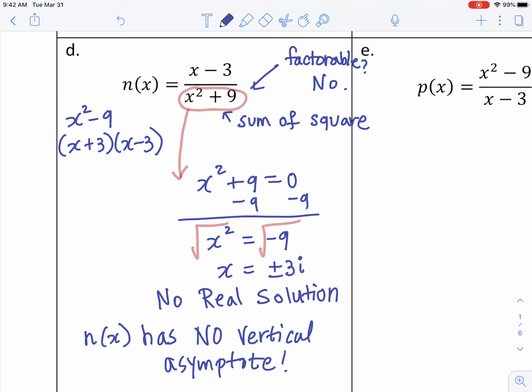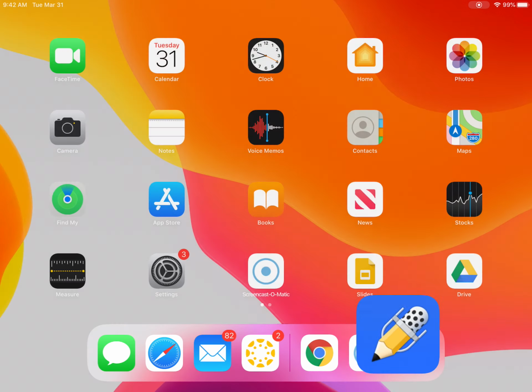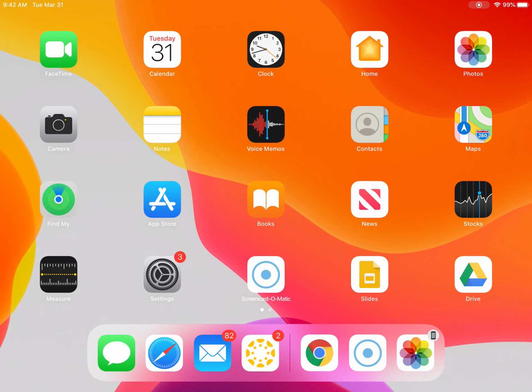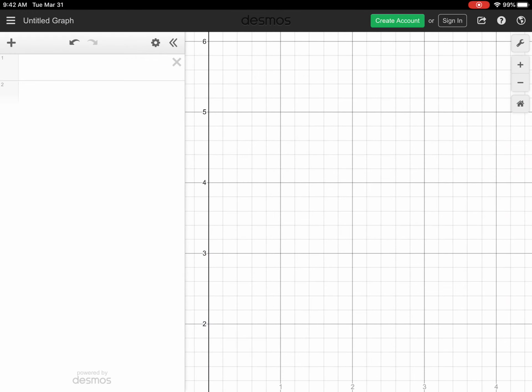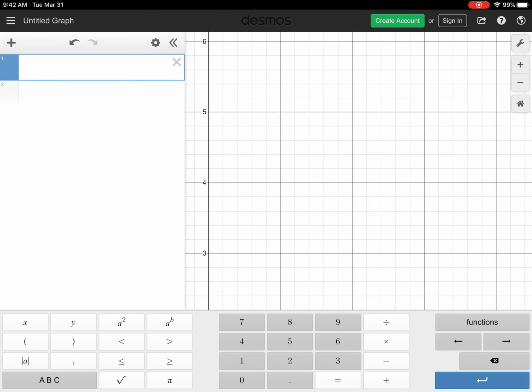I'm trying to use my cell phone to take a picture of this function so that I can get out to my Desmos app and graph it. So let me open a graphing calculator app. I've got all these math apps that I downloaded. Let me go ahead and graph the one that we just solved. Let me type in x minus 3, close parenthesis, divided by x squared plus 9.